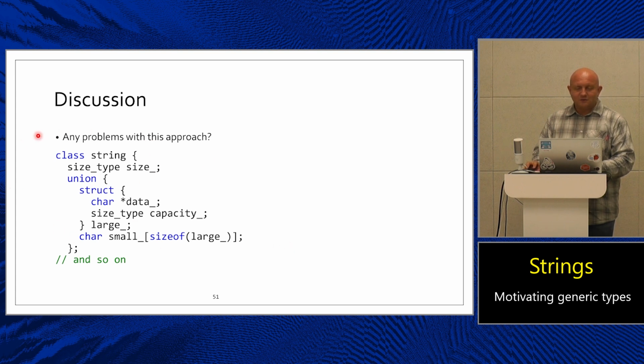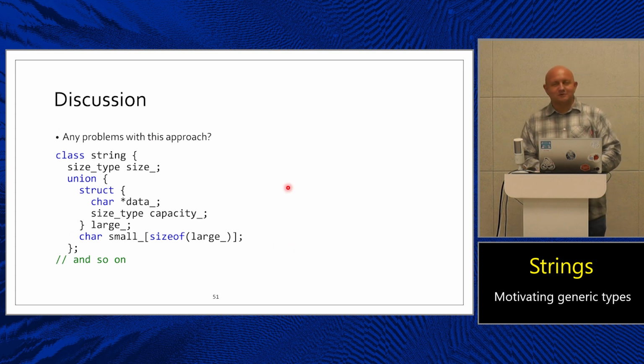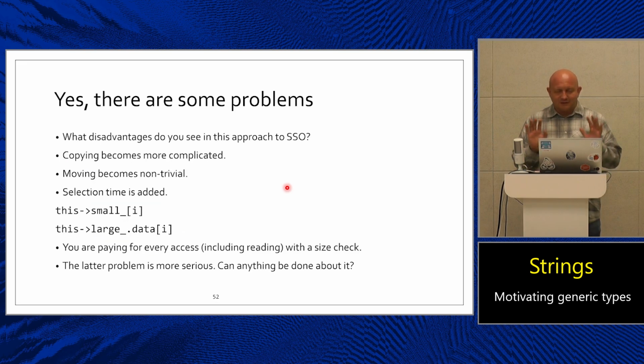And can you find any problems with the proposed solution? 3, 2, 1. Yes, there are some problems. On every read, we add time for a choice with a size check. The most frequent operation on strings is reading something from the string, and we are now paying for every read. We must decide where we're going: in the memory, in the heap, or inside the string itself.